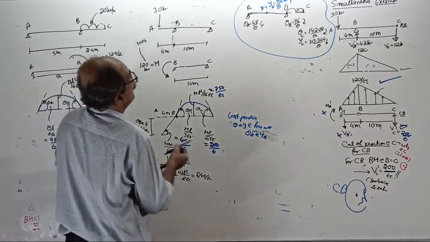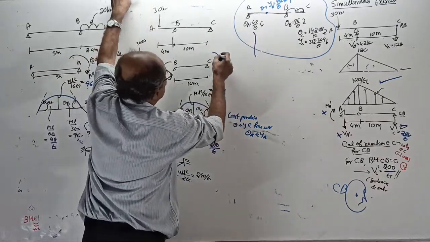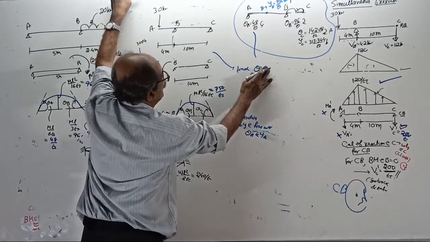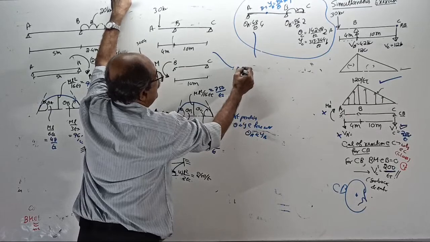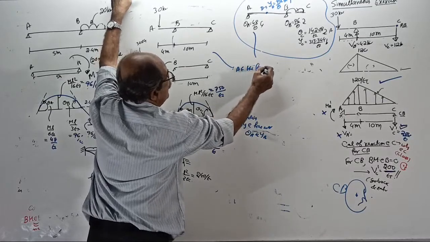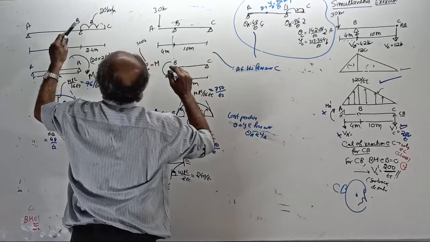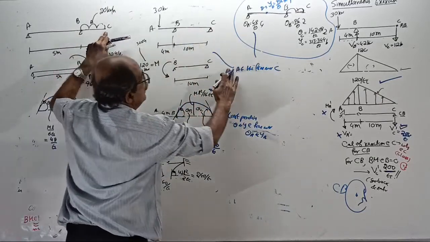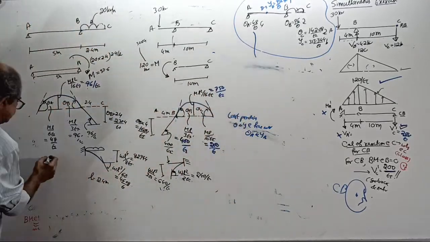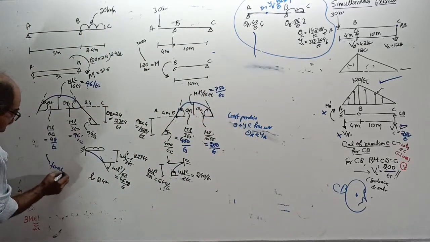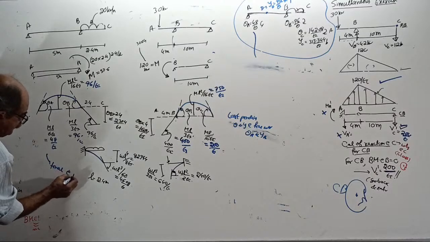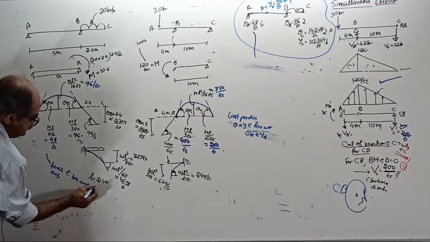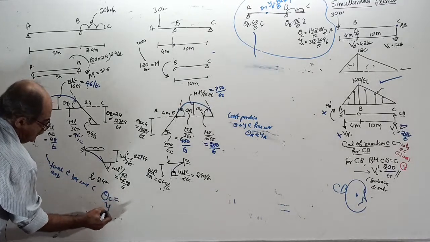Now, for our first question, the final theta at C, the free end, and the final deflection at C. See here.